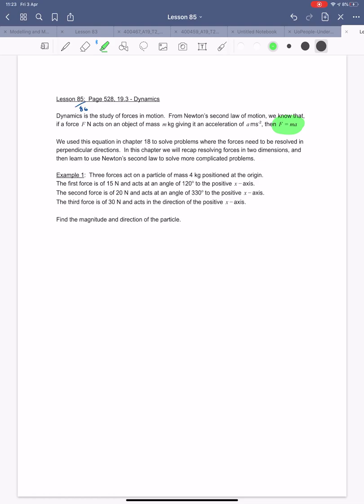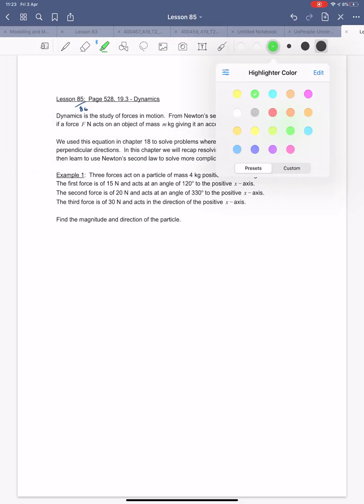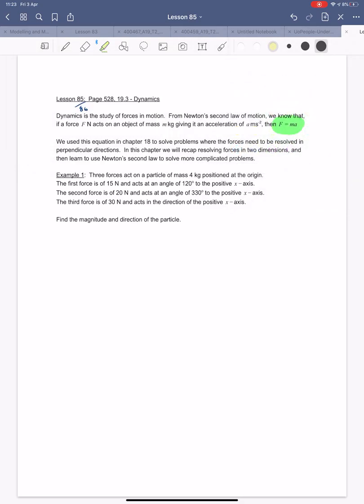We use this equation in chapter 18 to solve problems where the forces need to be resolved in perpendicular directions. In this chapter, we will recap resolving forces in 2 dimensions and then learn to use Newton's second law to solve more complicated problems.